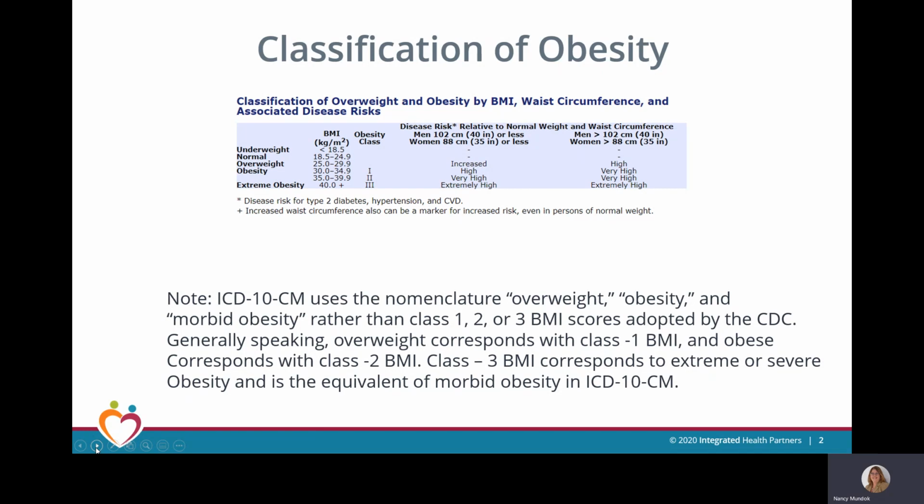ICD-10-CM used the nomenclature overweight, obesity, and morbid obesity rather than 1, 2, or 3 BMI scores adopted by the CDC. Generally speaking, overweight corresponds with Class 1 BMI, obese corresponds with Class 2 BMI, and Class 3 BMI corresponds to extreme or severe obesity and is the equivalent of morbid obesity in ICD-10-CM.